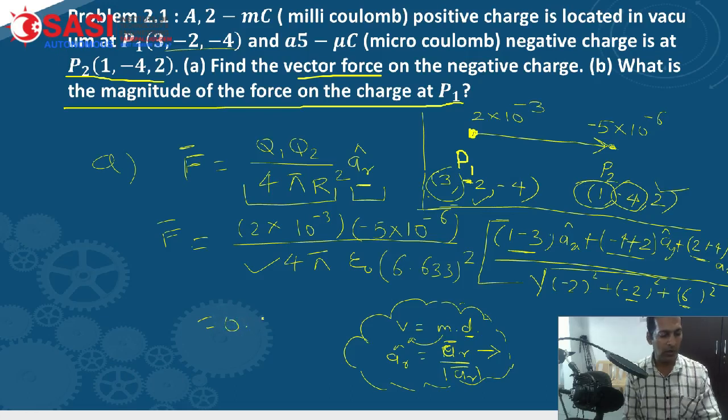You will get 0.616 AX cap plus 0.616 AY cap minus 1.848 AZ cap. So this will be the force. So this is part 1. Now let us move to part 2.